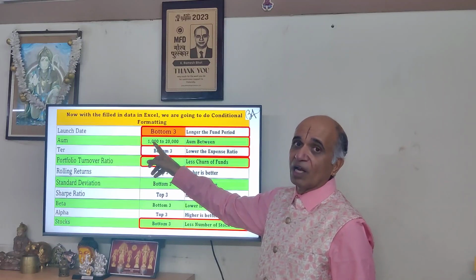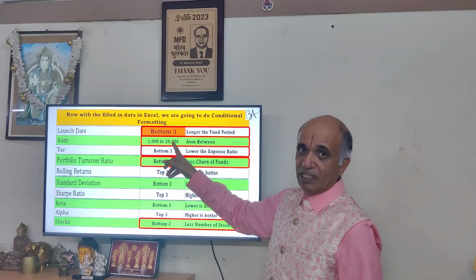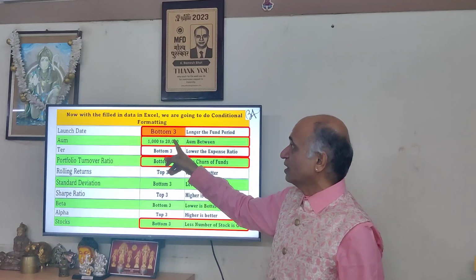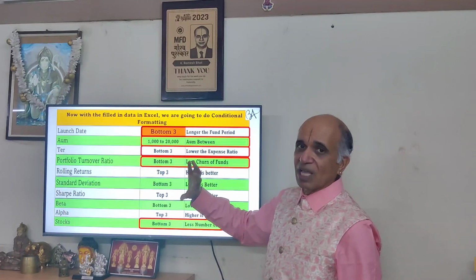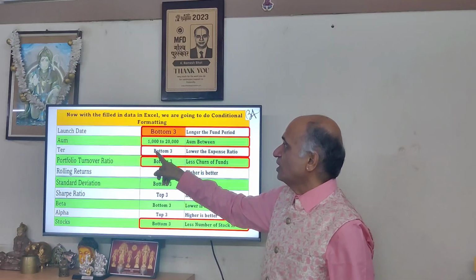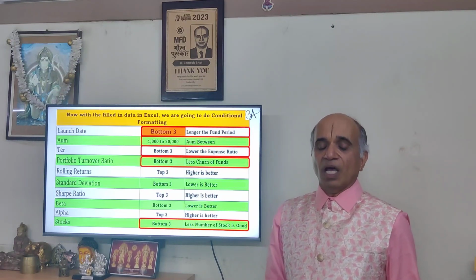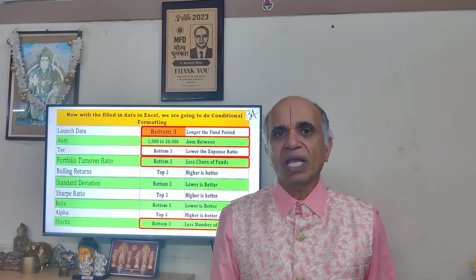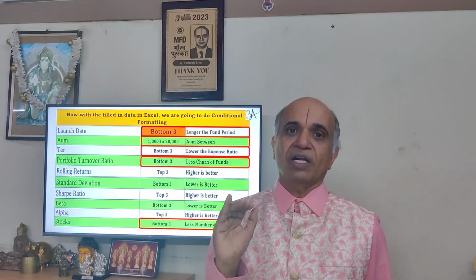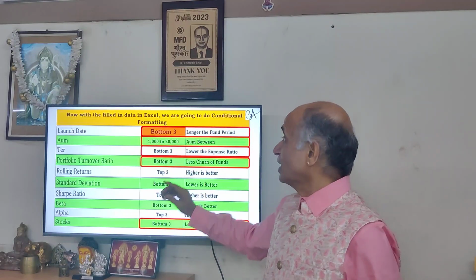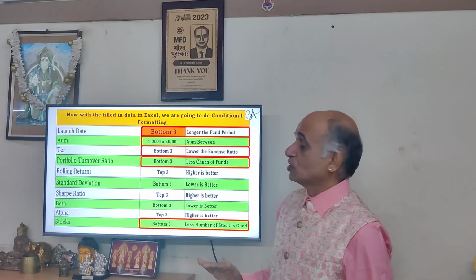AUM I have taken from 1,000 to 10,000 crore. It's a typo here; it is 10,000 crore. Between those AUM values, because I have considered that range. And TER, I have taken bottom 3. Why? I want to give my client the lowest expense ratio fund and the best fund. So I have taken the lowest expense ratio funds.